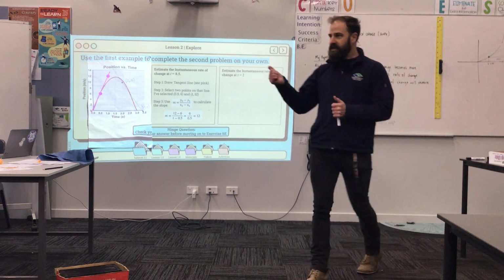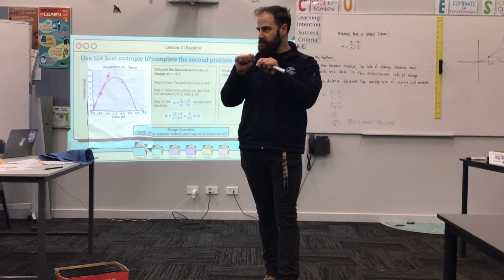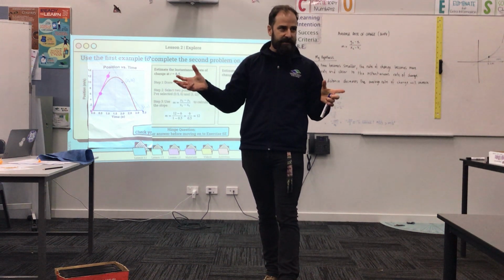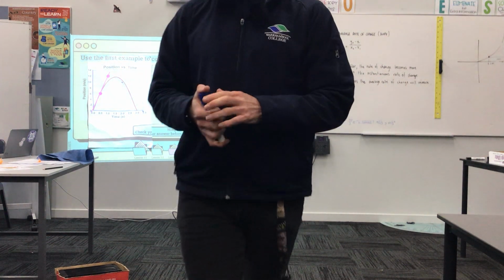Okay, so 2 methods. 1, we find 2 points really close together, find the gradient between those 2 points. Method number 2 for estimating, we draw a tangent line and find the gradient of that tangent line. Your time to practice.